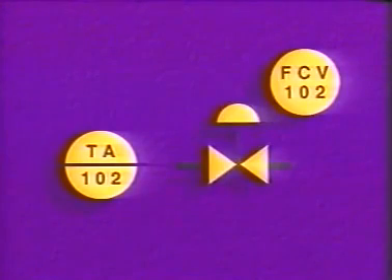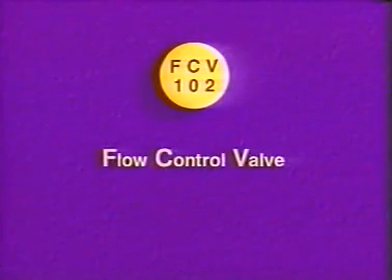A half circle connected by a short line to the valve symbol indicates a diaphragm actuator. In other words, this valve is operated by pneumatic signals. For instrument symbols, the letters and numbers are written inside the circle that indicates the instrument. For valves, the indicating letters can be enclosed in a circle next to the valve symbol, like this. These letters stand for flow control valve.